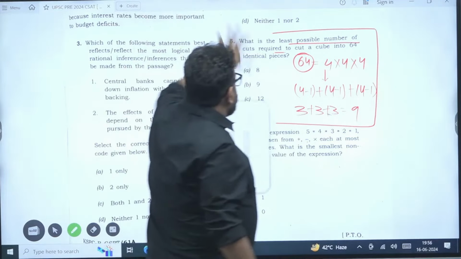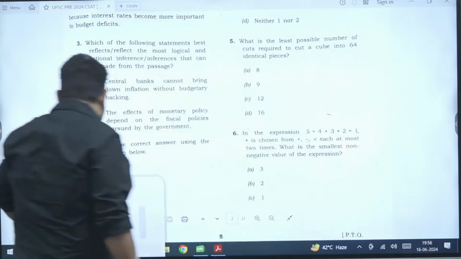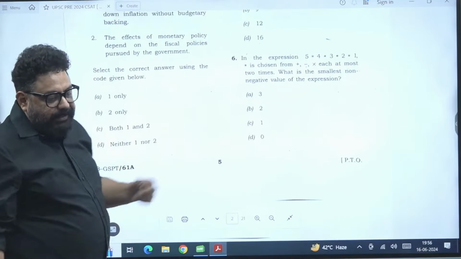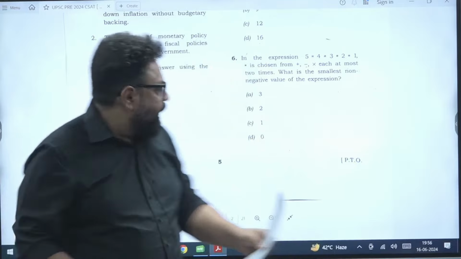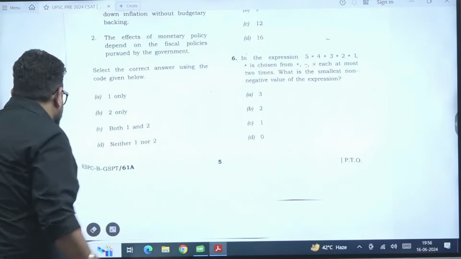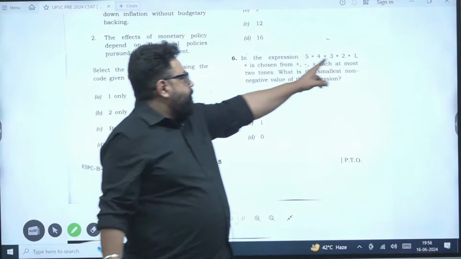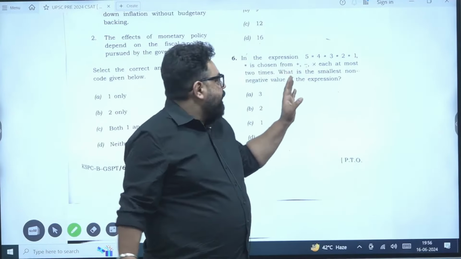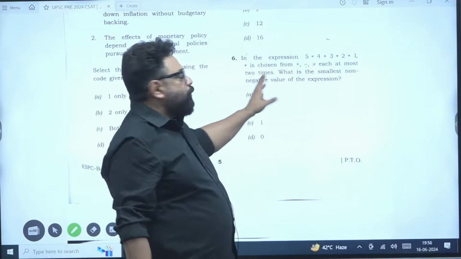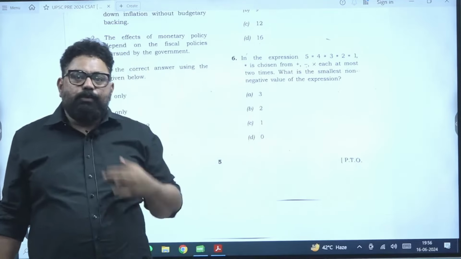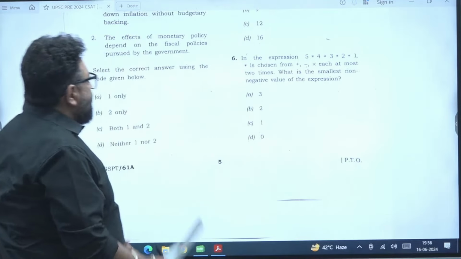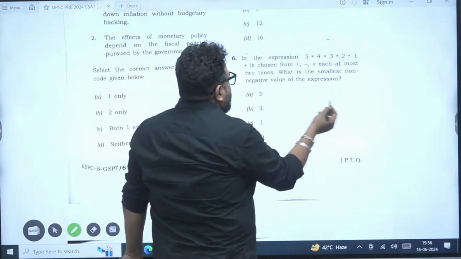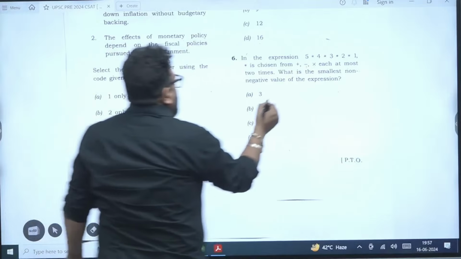So I am going to my next question, that is question number 6. Again, I think if your basics are very right, you would be easily able to do these questions, right? Now he says, in the expression, there is a star everywhere and it has to be replaced by positive, negative or multiplication sign, each at most 2 times. So each at most 2 times. Then he says, what is the smallest non-negative value of the expression? So at most 2 times, and I want the smallest value, isn't it?